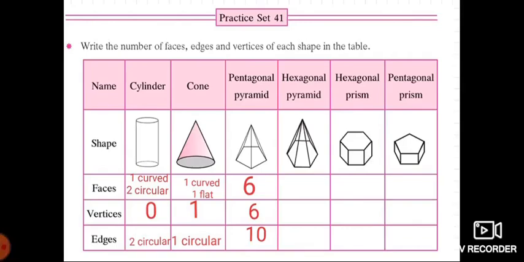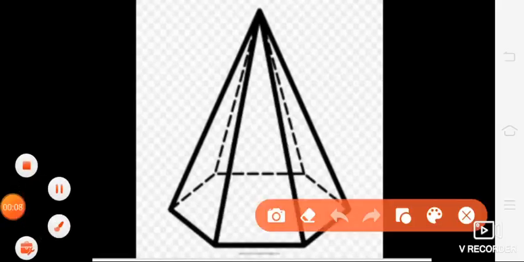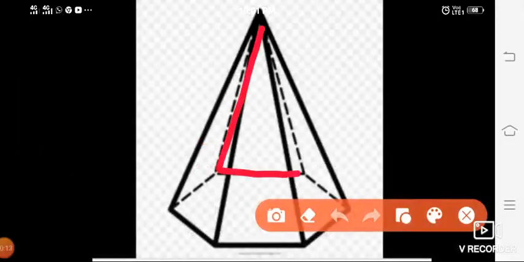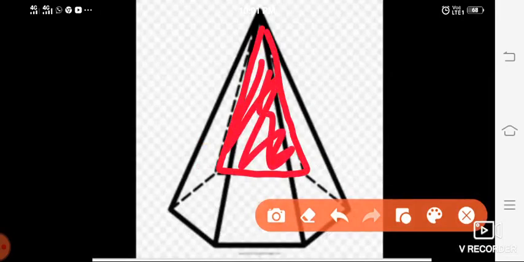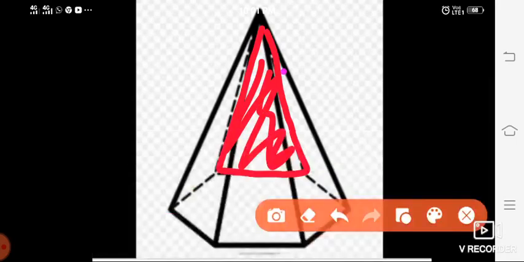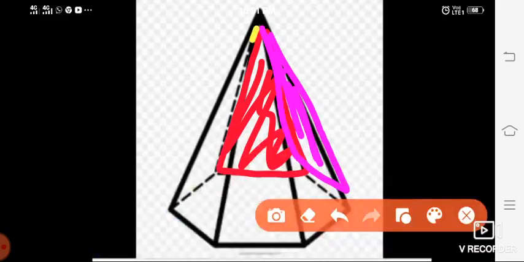So the next shape is the hexagonal pyramid. First we will see the faces. See, I am just marking a border. So this is the back side face. I will color it. So this is the first face. I will use some other color and show you the second face. See here, this side, in this way, second face. Next, this side we have the third face.